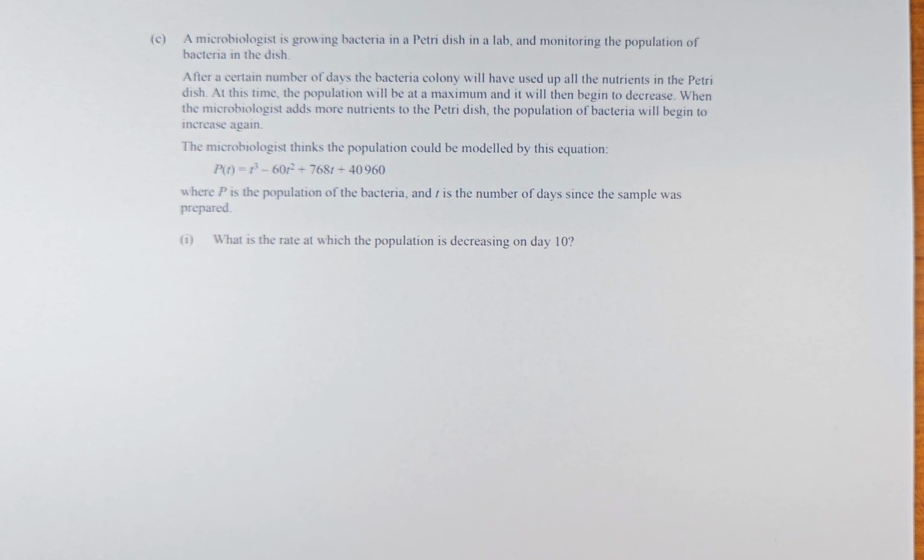The microbiologists think that the population could be modeled by the equation P(t) equal to t cubed minus 60t squared minus 768t plus 40,960, where P is the population of bacteria and t the number of days since the sample was prepared. What is the rate at which the population is decreasing on day 10?